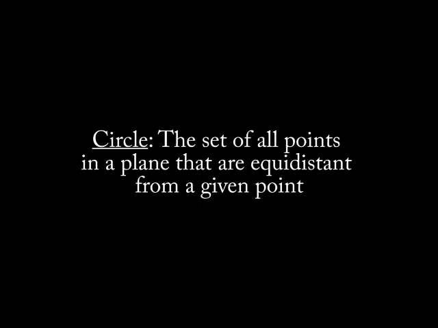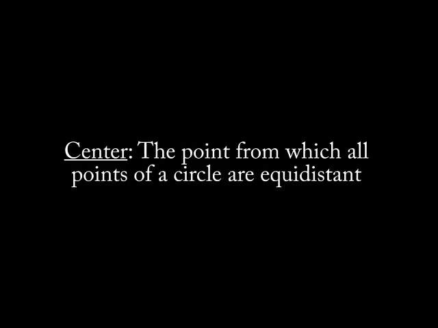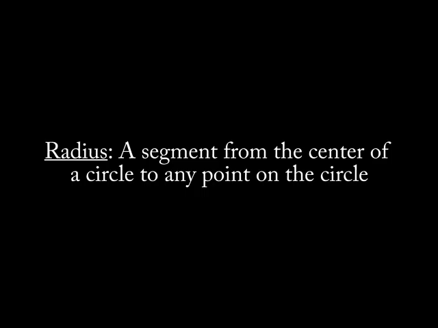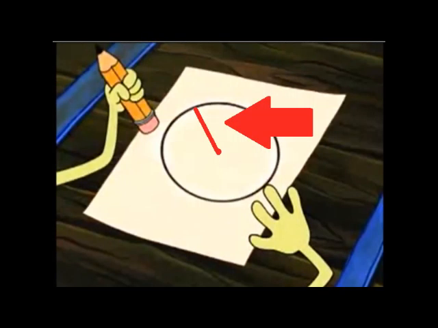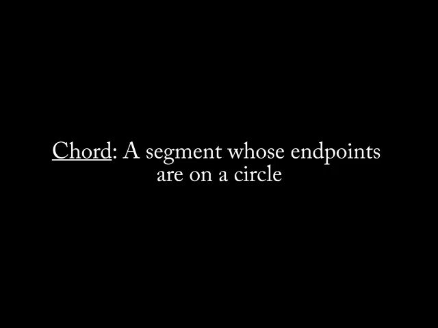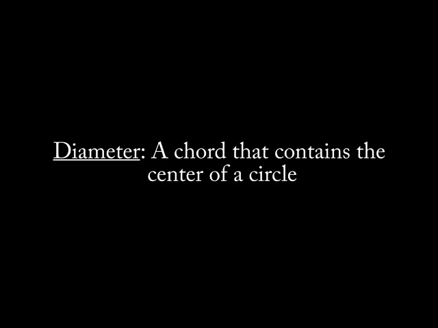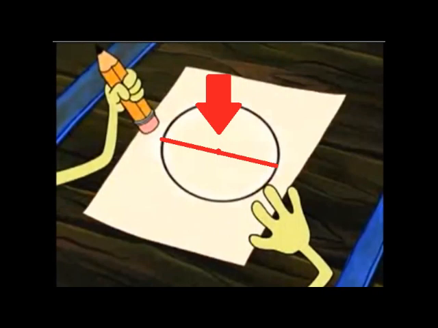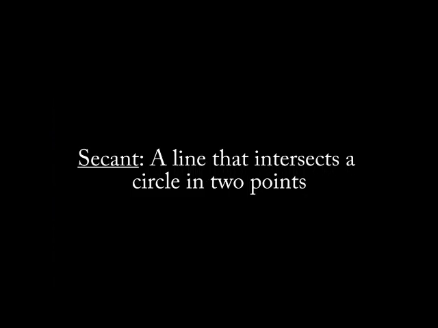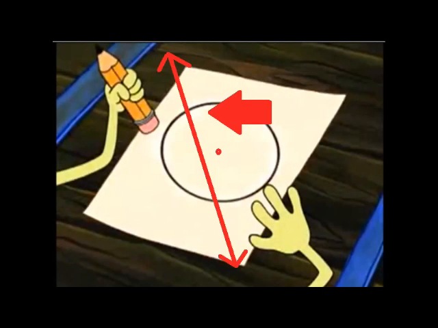Circle, the set of all points in a plane that are equidistant from a given point. Center, the point from which all points of a circle are equidistant. Radius, a segment from the center of a circle to any point on the circle. Chord, a segment whose endpoints are on a circle. Diameter, a chord that contains the center of a circle. Secant, a line that intersects a circle in 2 points.